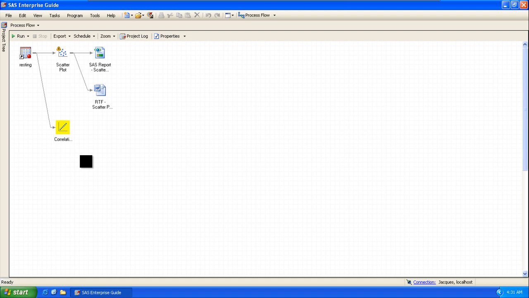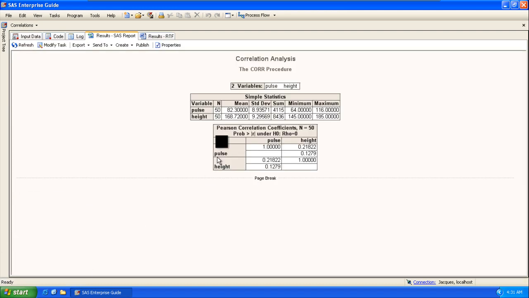Still working. Now we get the data. Our data shows that the correlation coefficient is 0.21, and 0.21 means that some positive relationship exists between the two variables.